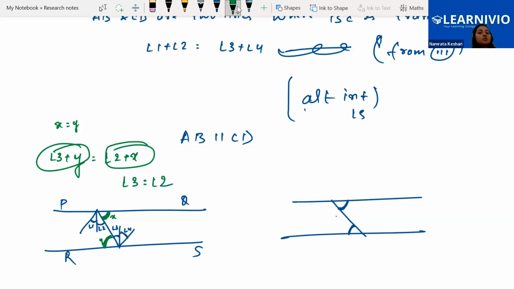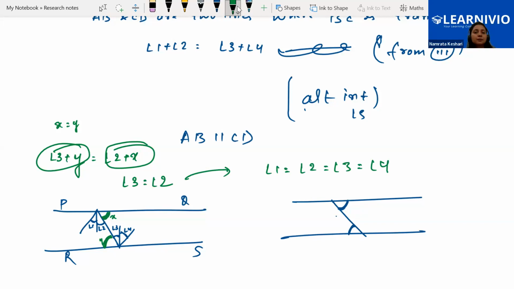And once you are getting this one, you will be able to write 1, 2, 3, 4, all the angles are same. And hence we are done with the proof. If 1, 2, 3, 4 all are same, then we can say AB is parallel to CD, because 1 plus 2 and 3 plus 4 both will be equal with each other. Alternate interior angle is same. Hence, AB and CD are parallel.